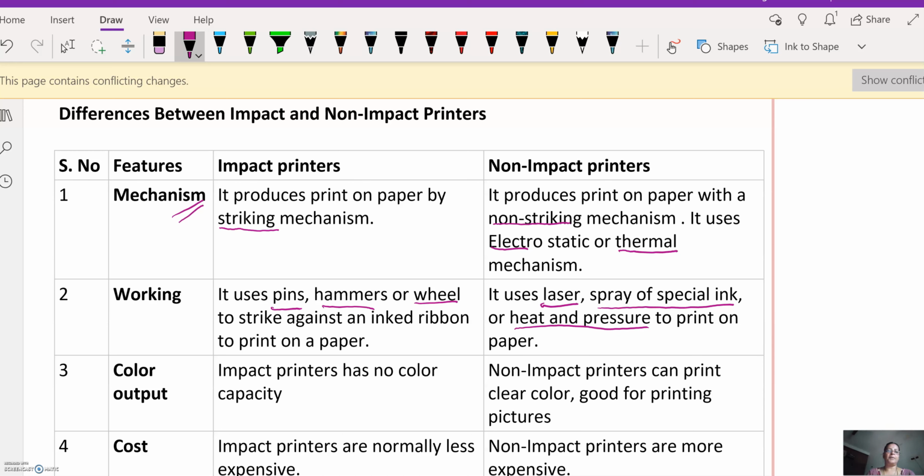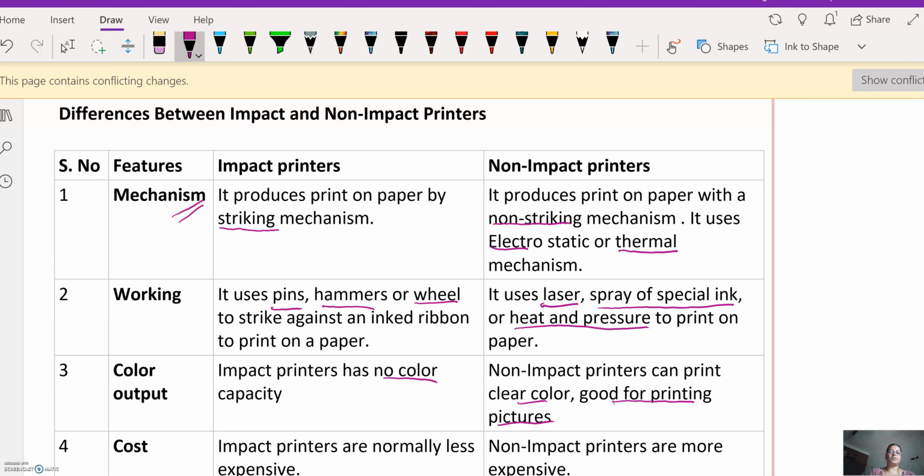Coming to the color output, impact printers have no color capacity, except that even if the ribbon is a colored ribbon, it is not able to generate a good quality color output. Whereas non-impact printers can cater for both clear color and black and white printing, and they are especially noted for printing good quality pictures and realistic outputs.